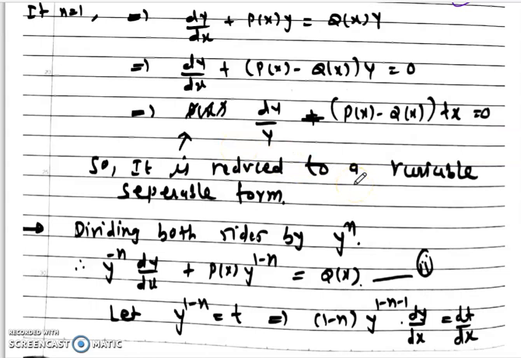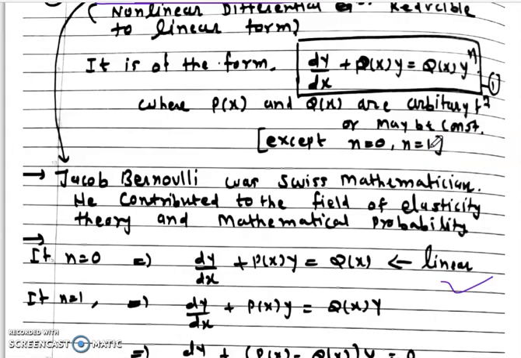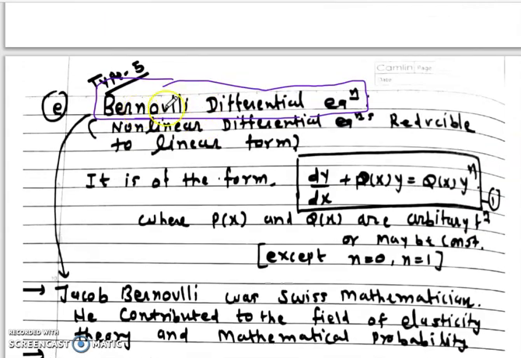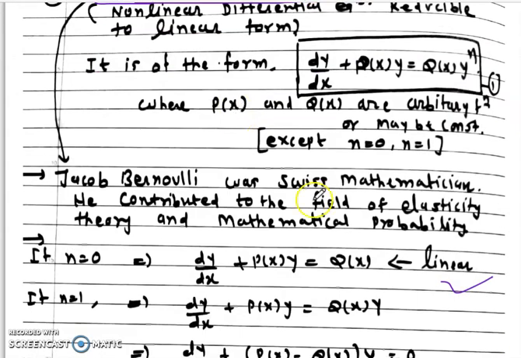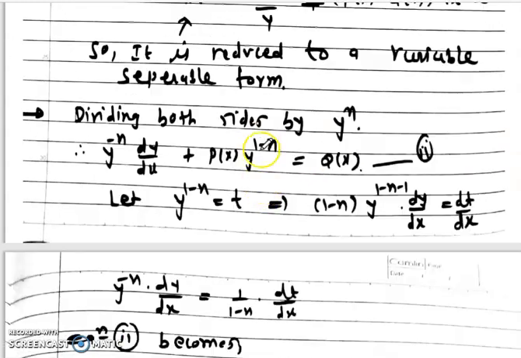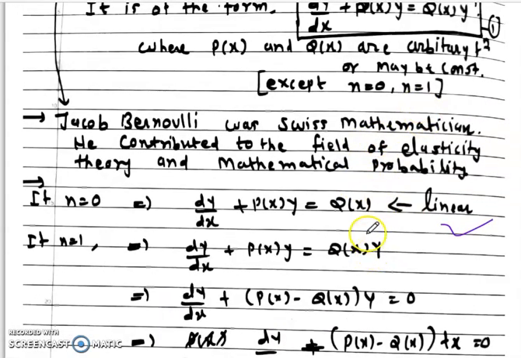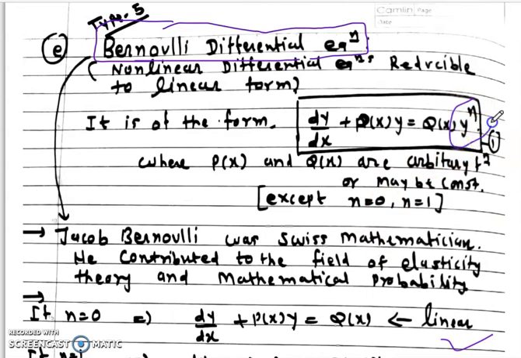So when n is equal to 0 and n is equal to 1, it is going to be linear. So in that case we are not going to talk about the Bernoulli differential equation. So except these two cases, n equal to 0 and n equal to 1, what we have to do is divide by y raised to n. Whatever we have on the right hand side, that is y raised to n, so divide by y raised to n.